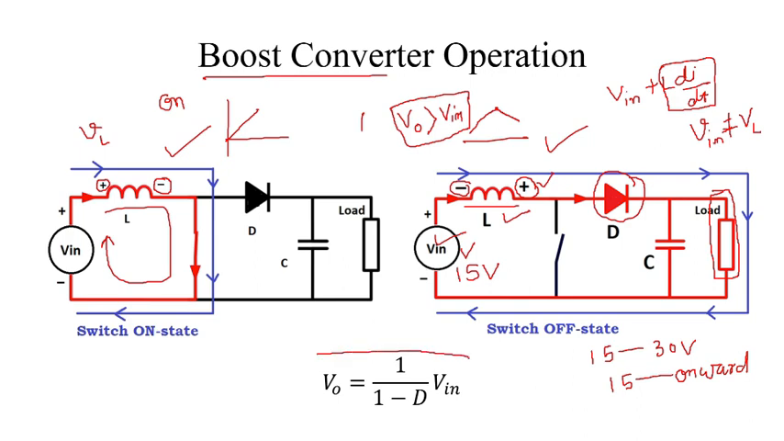The boost converter input output relation is given as Vout equals 1 upon 1 minus d, times Vin. Here d is your duty cycle. Okay, d is your duty cycle. The output voltage can be calculated as 1 upon 1 minus d into Vin. This is your input output relationship. So this is all about the buck and boost converters.